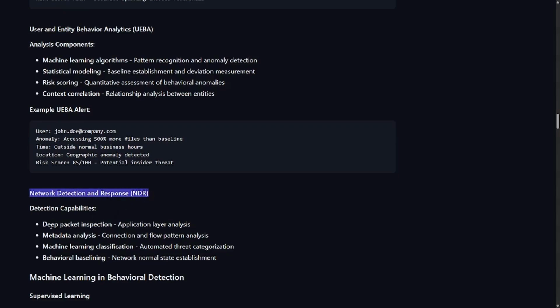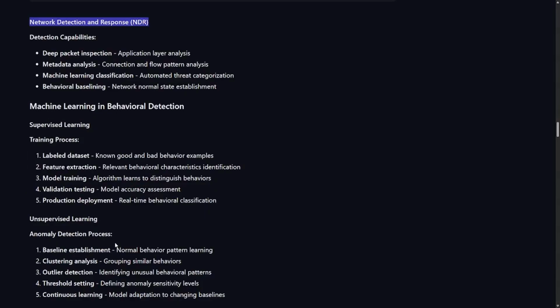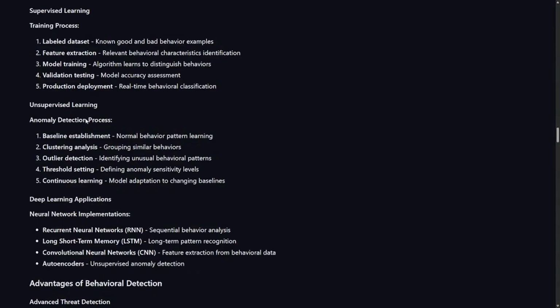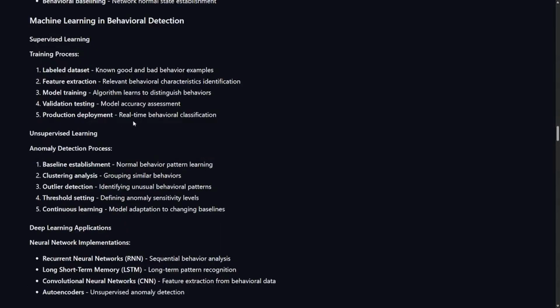Network detection and response: deep packet inspection, application layer analysis, metadata analysis, connection and flow pattern analysis, machine learning classification, automated threat categorization, behavior baselining, network normal state establishment. For machine learning, we have machine learning and behavioral detection, supervised learning, training process, labeled dataset, feature extraction, model training, validation testing, production deployment.